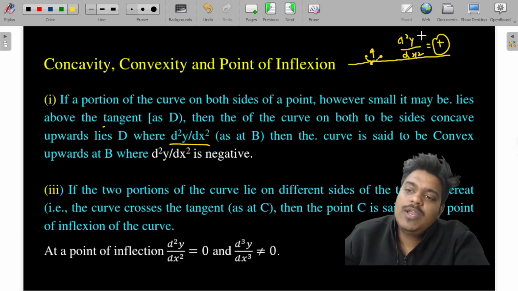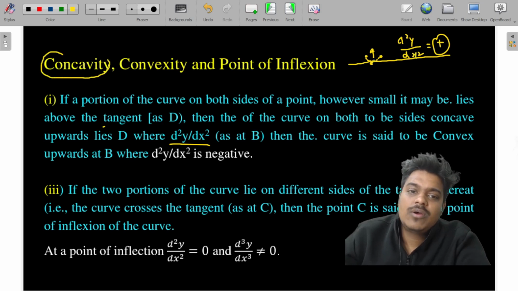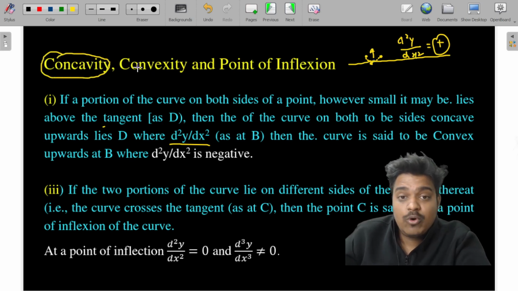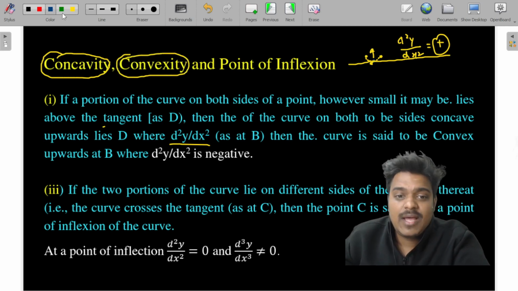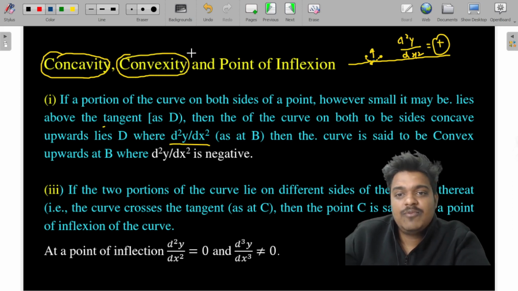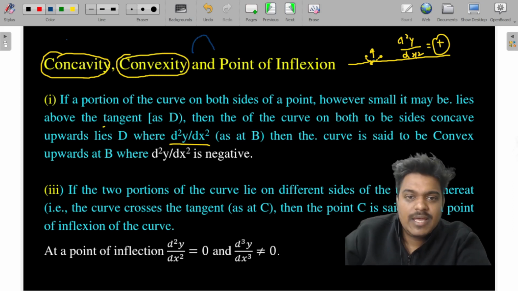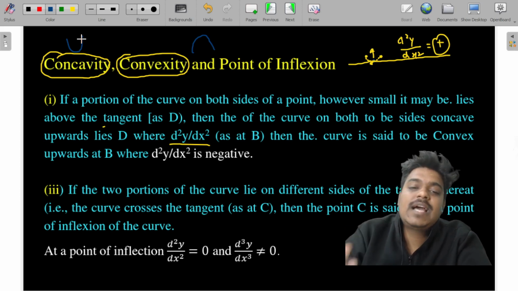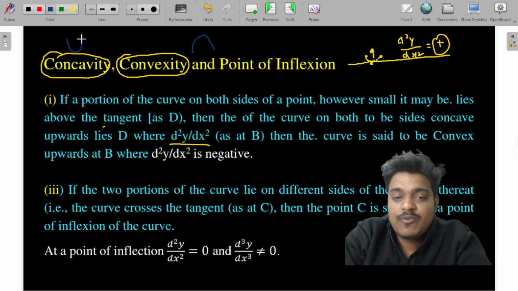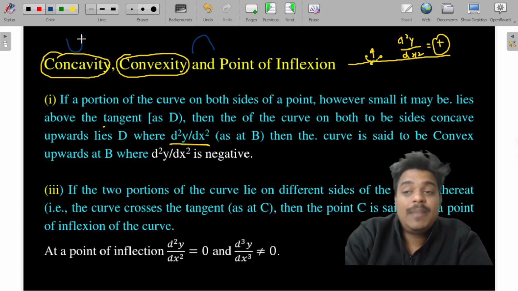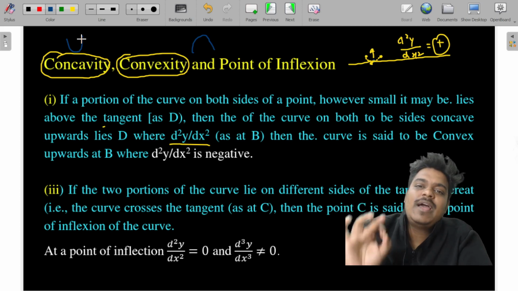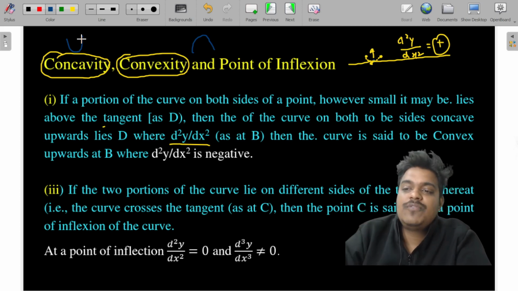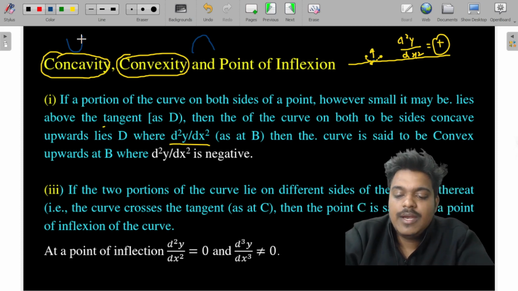So if your d2y by dx square is coming out to be positive, it means there is a concavity upwards. If it is coming out to be negative, what does that mean? It is convex upward, that is, the function is going like this. Here the function is going like this. So obviously by seeing the graph you can say whether a function is concave upwards or convex upwards. But yes, if you want to solve the equation and find it out, you need to first calculate dy by dx and then again differentiate to find out d2y by dx square.